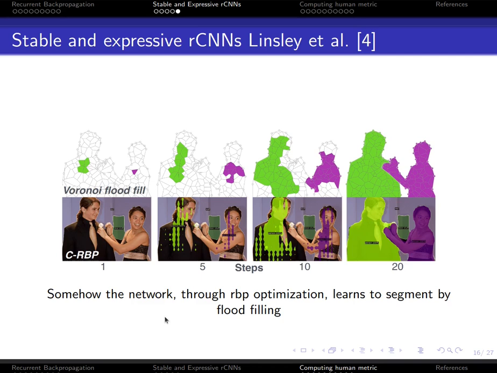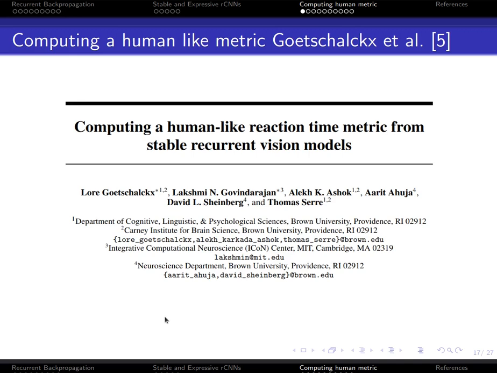And somehow, this is related to the way that the human brain does segmentation. There are a lot of brain science studies that claim that our visual system performs segmentation in this way. So this is basically a biologically plausible model for segmentation.